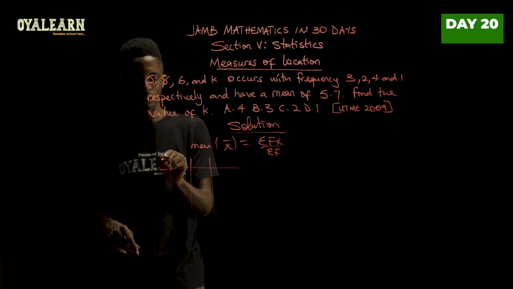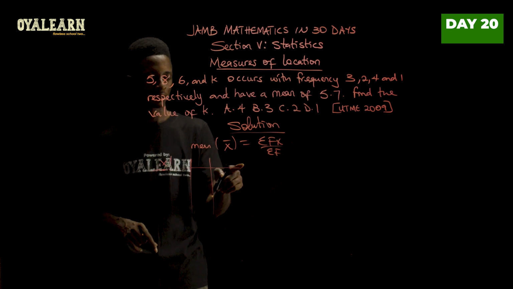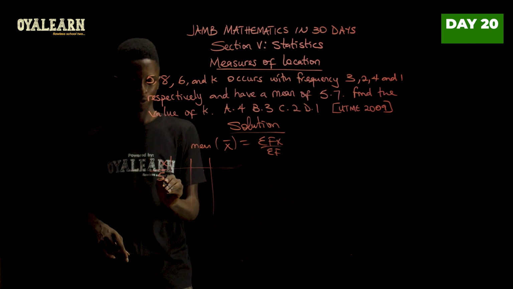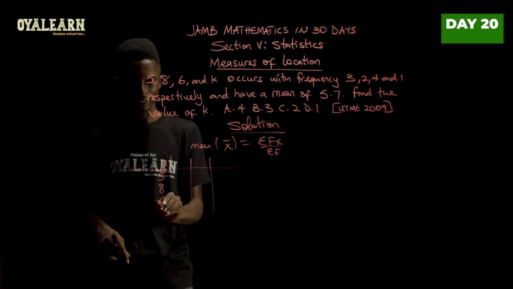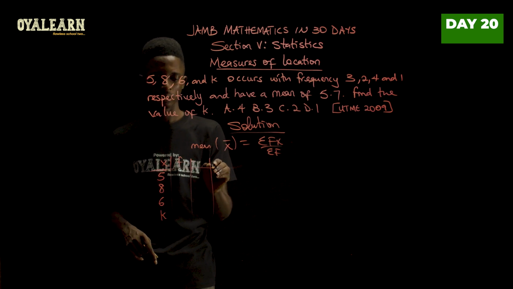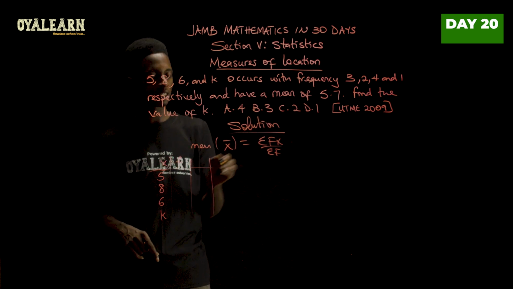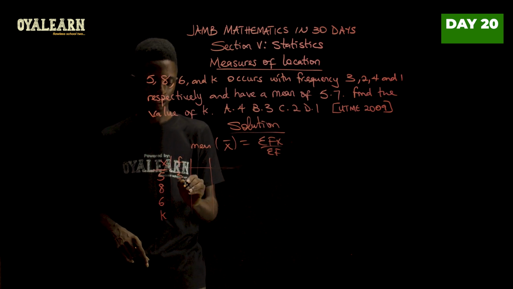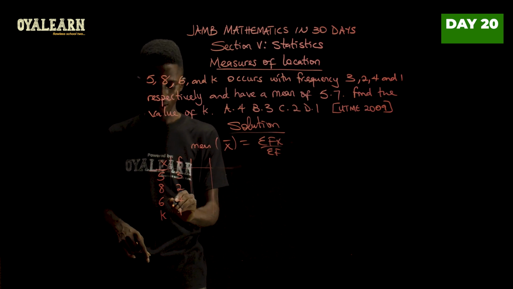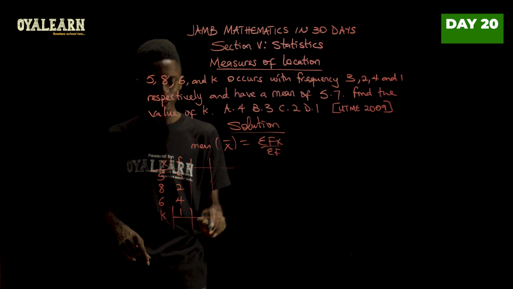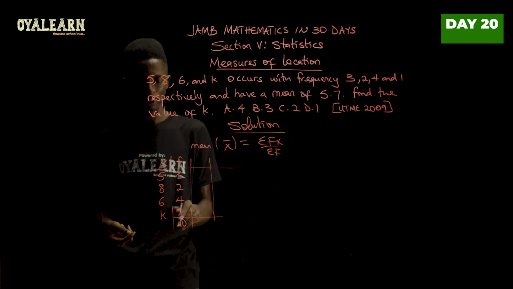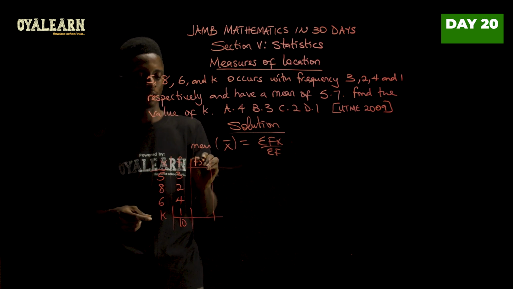So let's have x like this, where x is going to be 5, 8, 6, and k. Now the frequencies. For the frequencies, we have 3, 2, 4, and 1. Now let's sum the frequencies at this point. So 3 plus 2 is 5, 4 plus 1 is 5, 5 plus 5, and we have 10. So now we need fx.